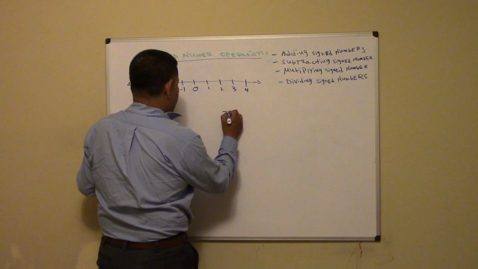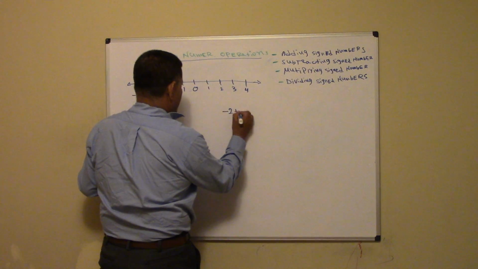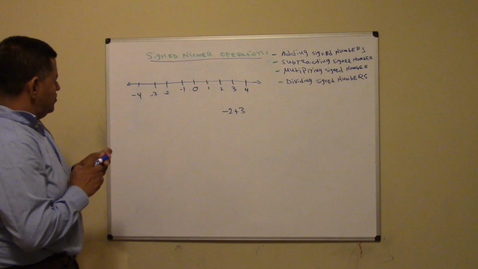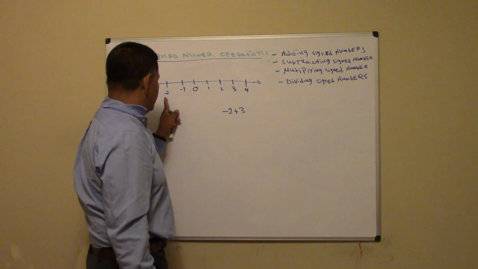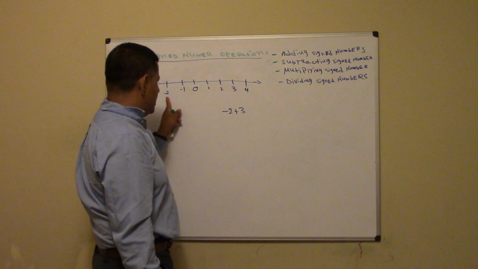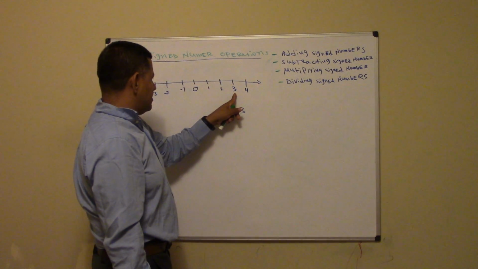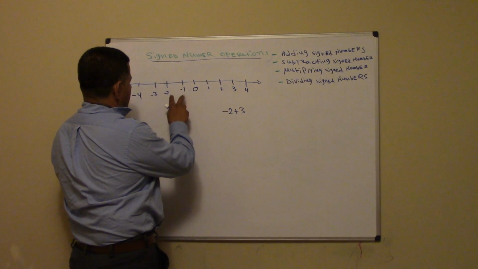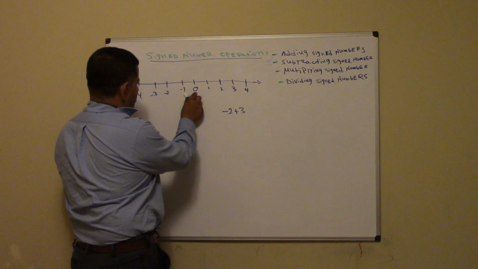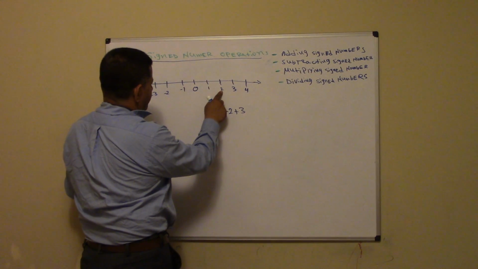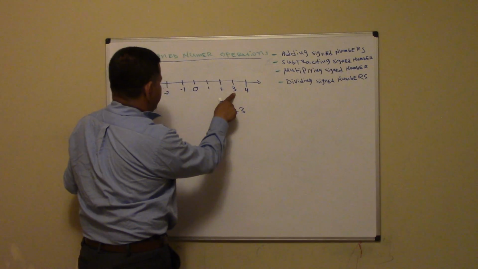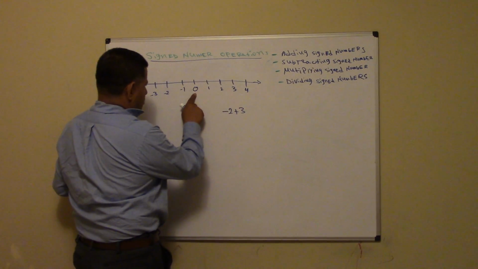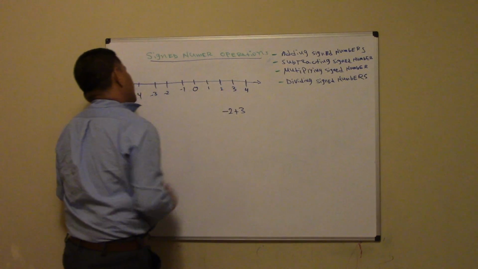For example, let's say that you want to add two numbers. One is negative 2 plus 3, right? Well, where is negative 2? Negative 2 is right here, right? And where is 3? 3 is right here. Well, if you count the units, 1, 2, 3, 4, and 5 units, right? Again, 1, 2, 3, 4, and 5.